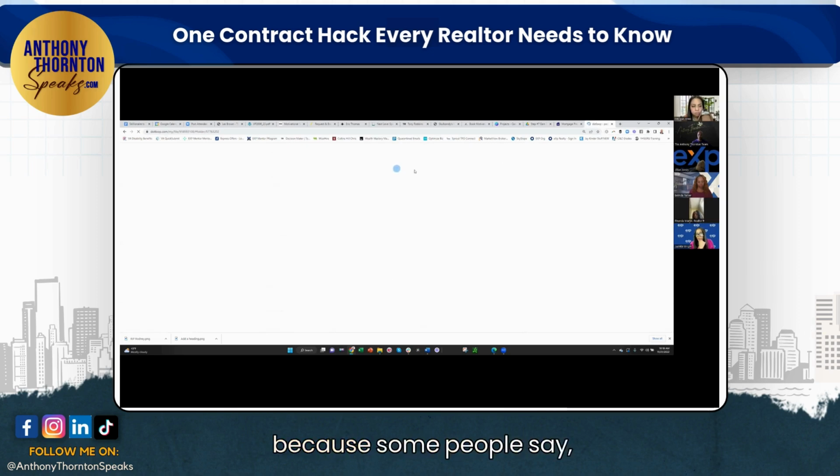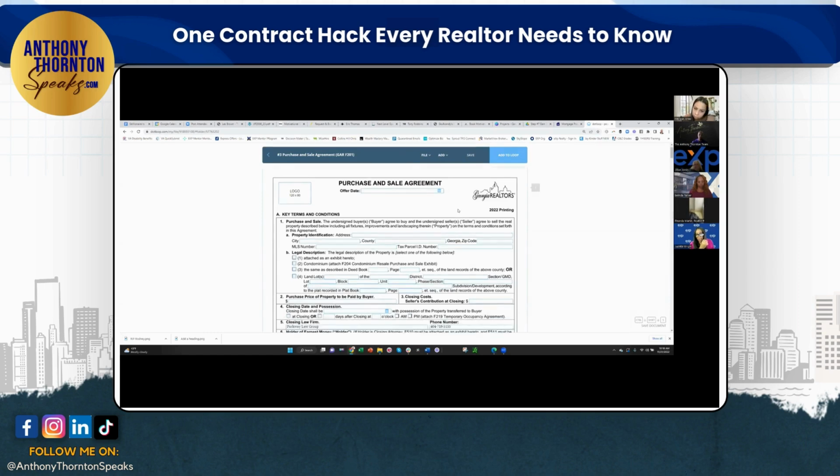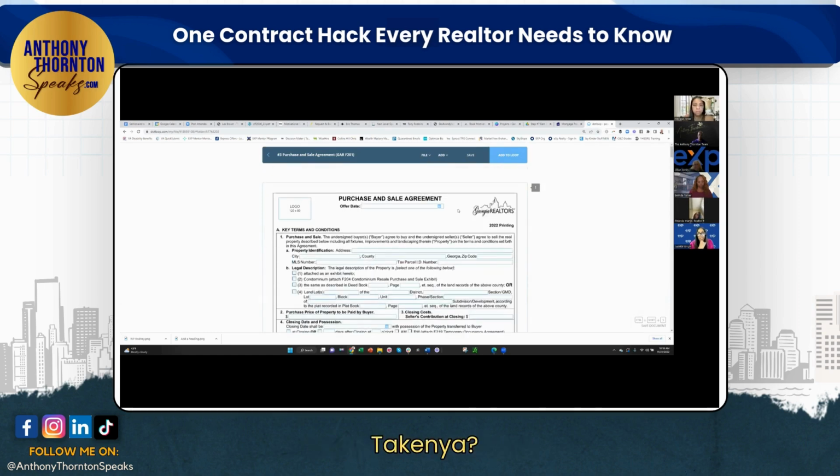Might want to post that because some people are saying, yeah, I use Transaction Desk. I don't. Maybe Kenya can tell you. Kenya, where else is it? Do you use Transaction Desk? I use Form Simplicity. Okay, Form Simplicity. All right. So check with your state if you're in another state and ask them where you can find the real estate docs for your state. Like we have Georgia Realtors or whatever.